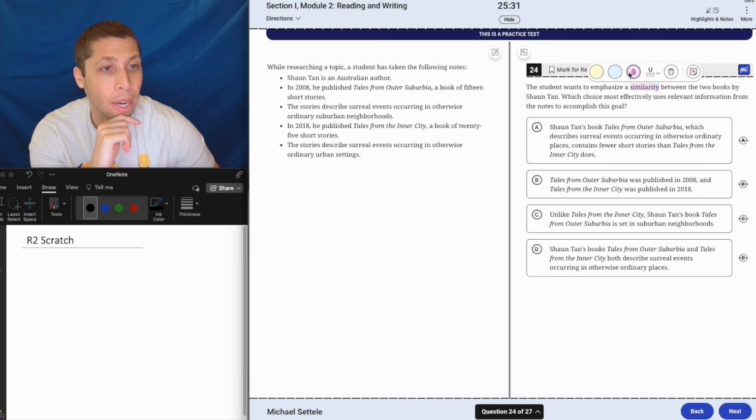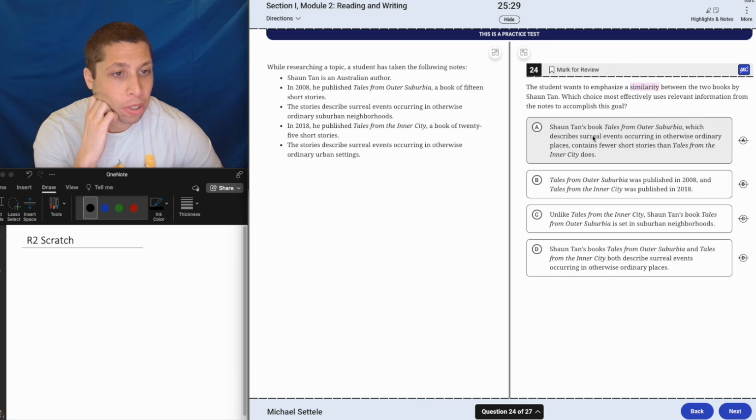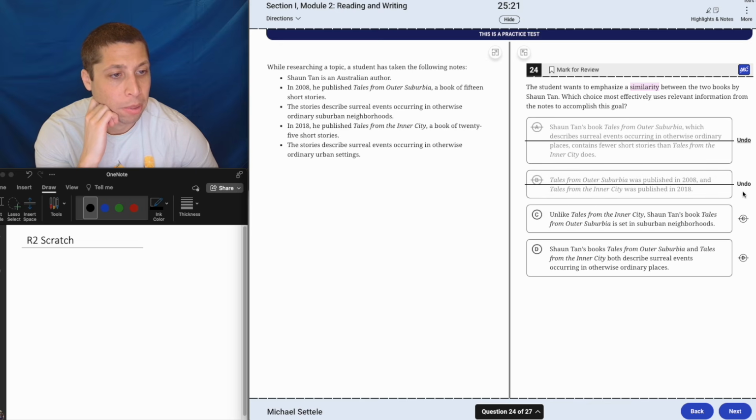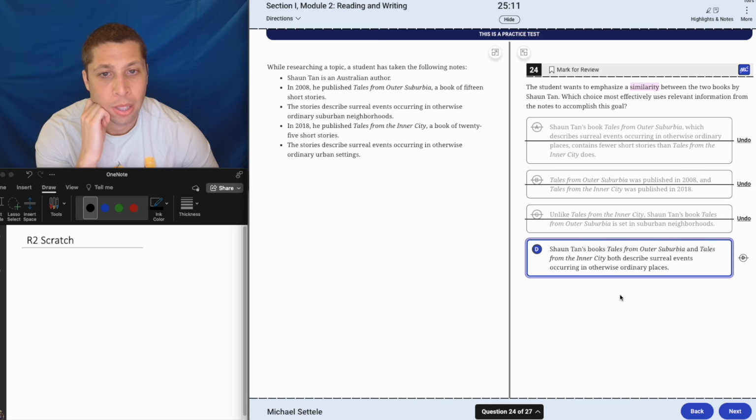Similarity. Okay. Sean Tan's book, which describes surreal events occurring in otherwise ordinary places, contains fewer short stories. That's not a similarity. Tales from this was published, and okay, not a similarity. Unlike sounds like it's not a similarity. Sean Tan's books both describe surreal events occurring in otherwise ordinary places. The only one that is a similarity. And is that true? Yep.